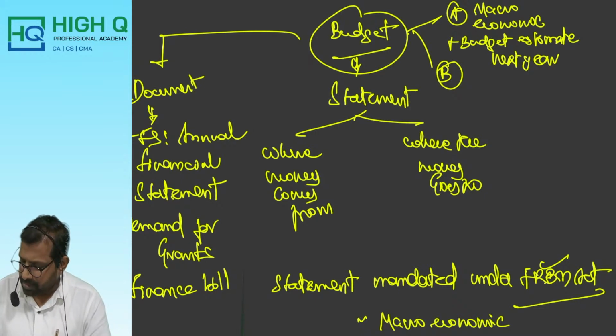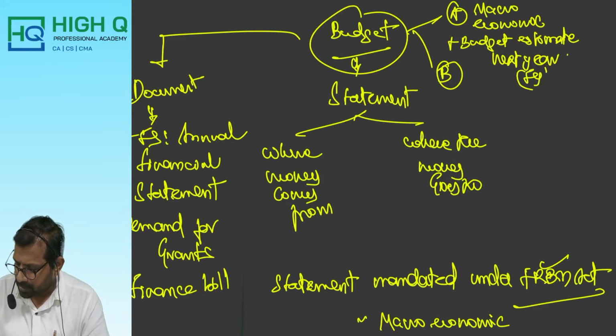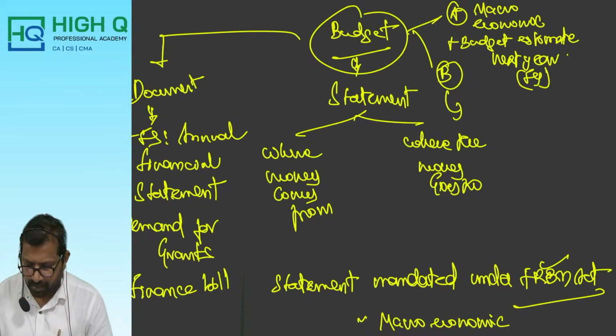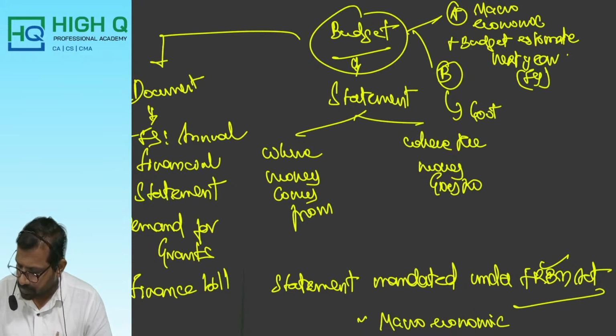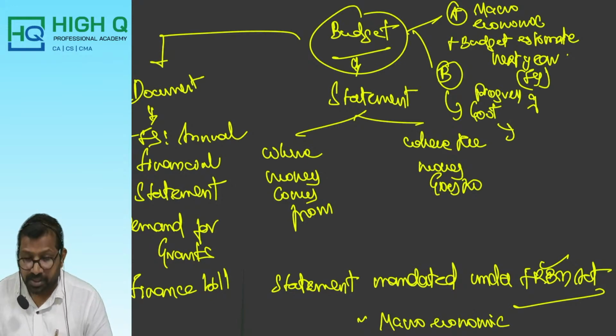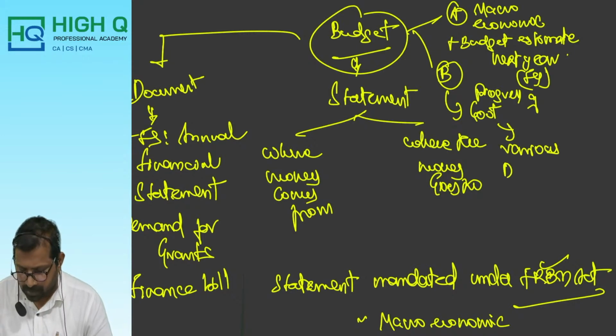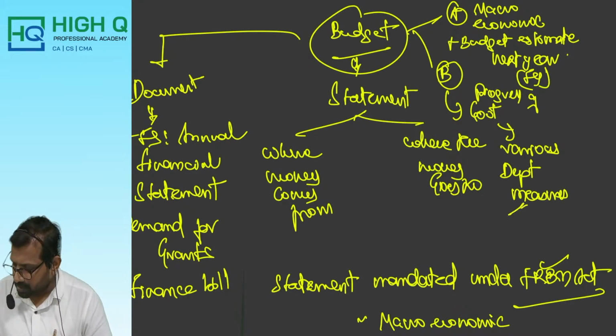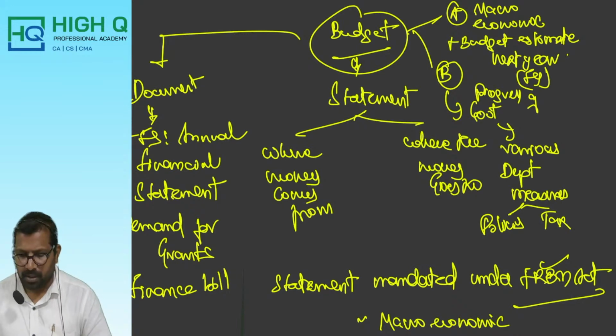Part B deals with the progress of government, various department measures, either on policies or on tax.